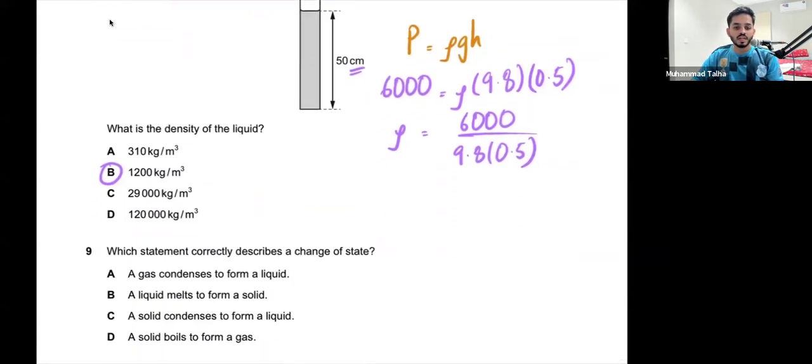This statement correctly describes a change of state. A gas condenses to form a liquid. This is true. A liquid melts to form a solid. This is wrong. A solid melts to form a liquid. A solid condenses to form a liquid. Wrong. A solid melts into a liquid. And a solid boils to a gas. Again, wrong. A solid sublimes to a gas. And the gas to solid journey is also called sublimation.